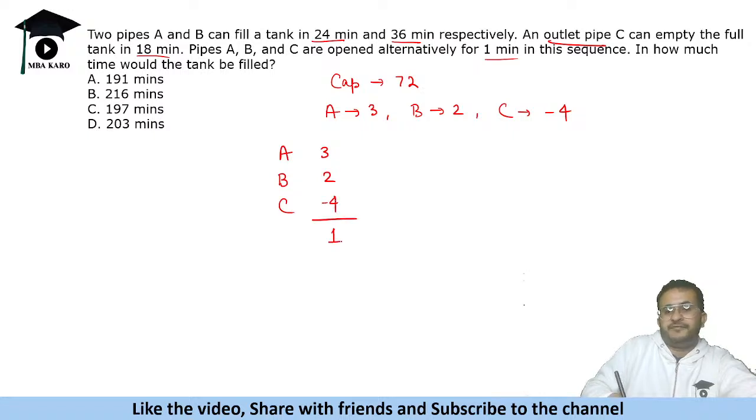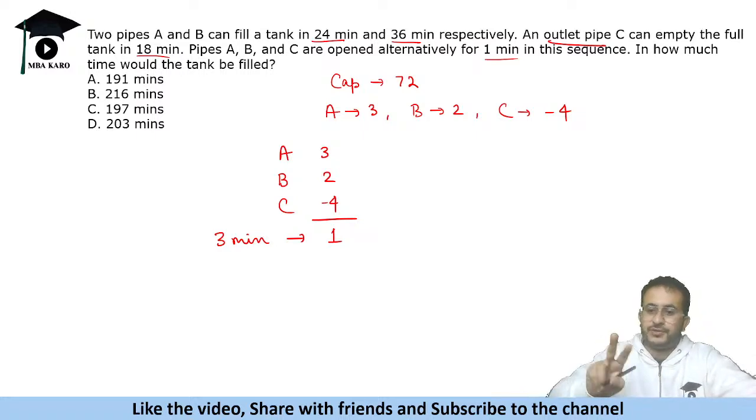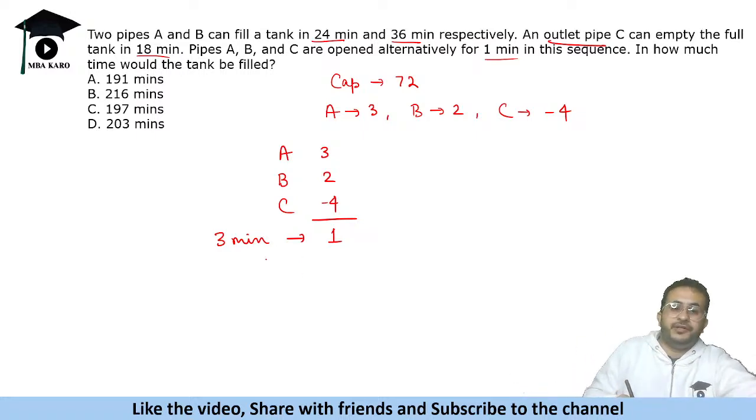अब क्या हो जाएगा, ये 1 unit हो जाएगा, right? 3 to 5. So in 3 minutes it is filling 1 unit, right? अब इसको लोग गलत क्या करेंगे, they will do it as we have to fill 72, so they will multiply by 3 and say 216 is the answer. That is wrong.